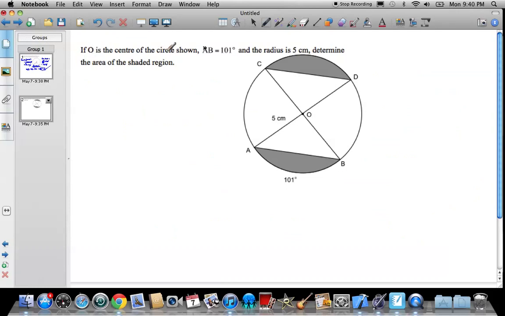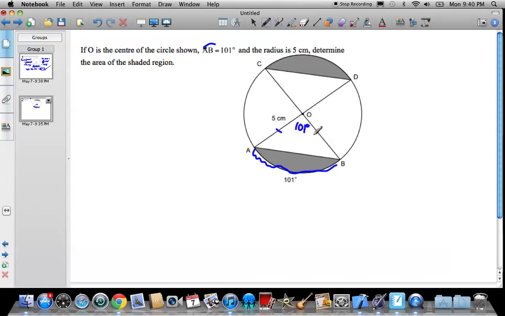So if O is the center of the circle, having arc AB be 101, so AB, that's down here, and the radius is 5, determine the area of the shaded region. Stop this question right now and give it a shot, see if you can do it. Alright, so hopefully you've tried it and come back. If this arc down here is 101, we need an angle here. So we need this guy, 101 up here. So the measure of the arc is equal to the central angle. So we essentially have everything we need now.